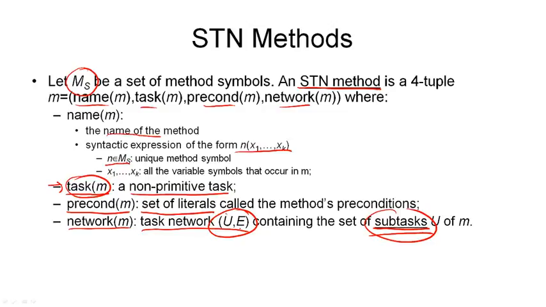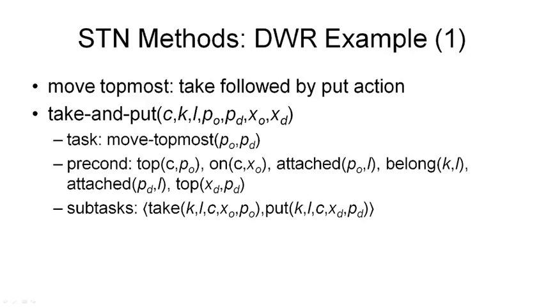Methods, like task networks, can be totally ordered or partially ordered, and that is simply a property of the network associated with the method. So if this network is totally ordered, then we say the method is totally ordered. If this network is partially ordered, then we say the method is partially ordered. So essentially, you can think of a method as breaking down a task, the task the method accomplishes, into subtasks represented by the network. In the next few slides, I'll simply show you some examples of STN methods.